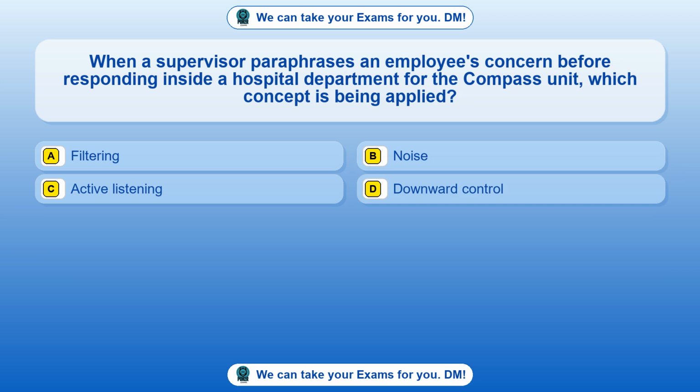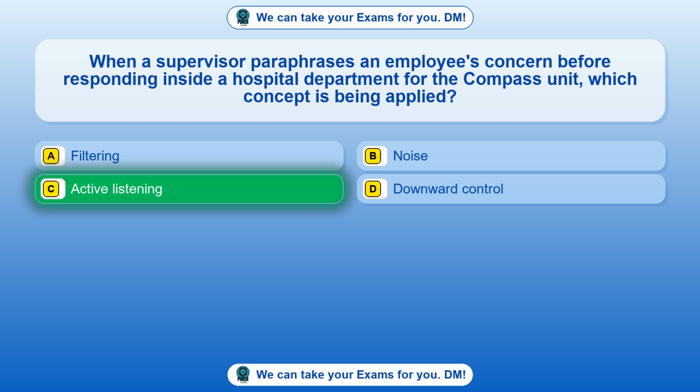Question 9. When a supervisor paraphrases an employee's concern before responding inside a hospital department for the compass unit, which concept is being applied? Option A, filtering. Option B, noise. Option C, active listening. Option D, downward control. The correct answer is option C, active listening.